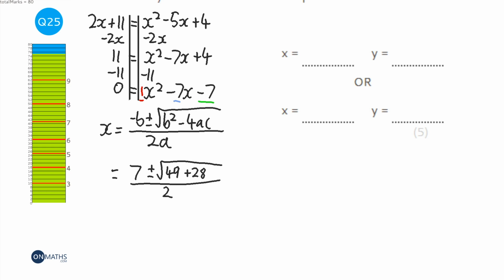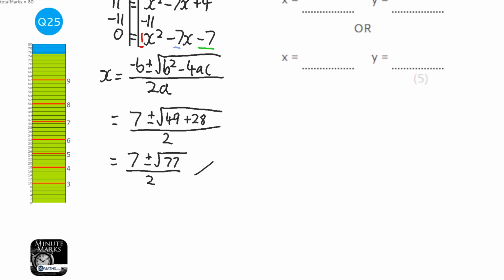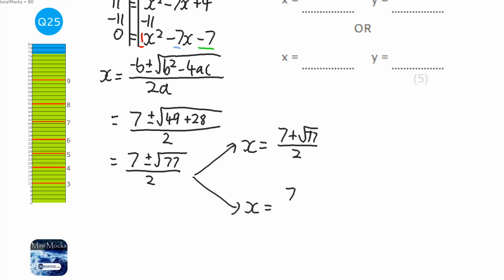And so 49 plus 28 is going to be 77, so we can rewrite it like this. Okay, this is where we split the two apart. We have the positive version, so 7 plus root 77 over 2, and we have the negative part, 7 minus root 77 over 2. So the positive part, 7 plus root 77 over 2, is going to give us the answer 7.89 to 2 decimal places.